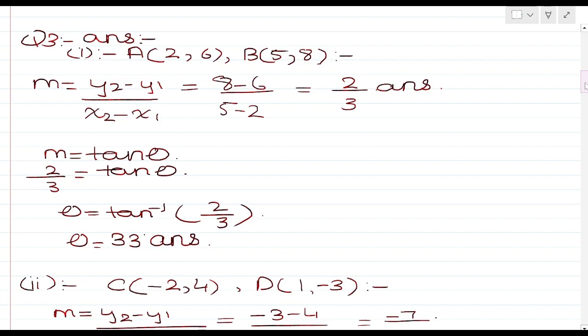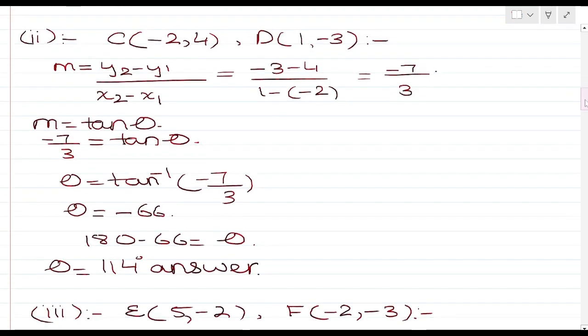Now we want to find the inclination. Then again we are going to use the formula that we just applied in the first two questions, which was m is equal to tangent theta. Here we will take the tan inverse of 2 by 3, which is our gradient. So our inclination is 33 degrees.